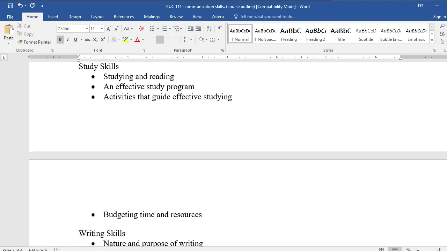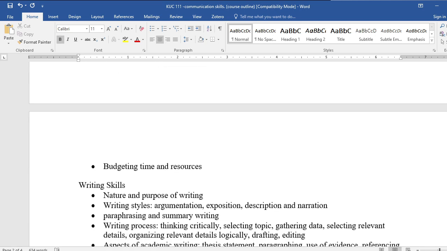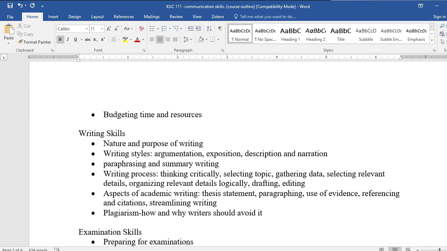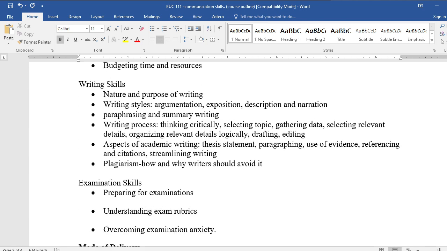Then we'll look at study skills, which is closely connected to reading. We'll be able to make a distinction between studying and reading. We'll look at an effective study program that you can develop as a student, and the activities that you'll engage in the process of your study program. We'll finish that off with budgeting for time and resources.